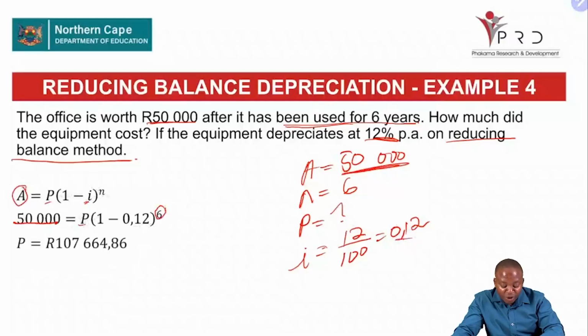So the present value was 107,664.85. So the equipment cost 107,664.86 rands 6 years before it was used, or when it was bought.